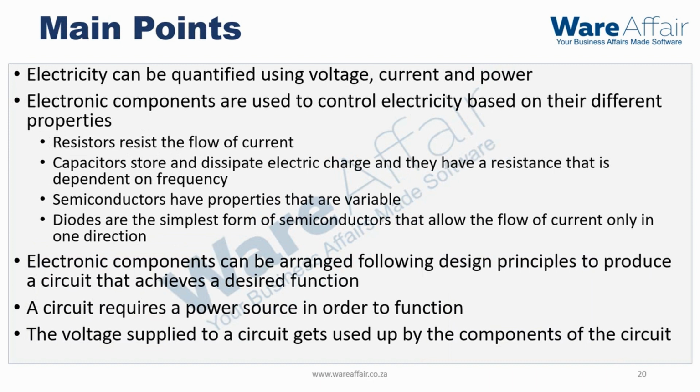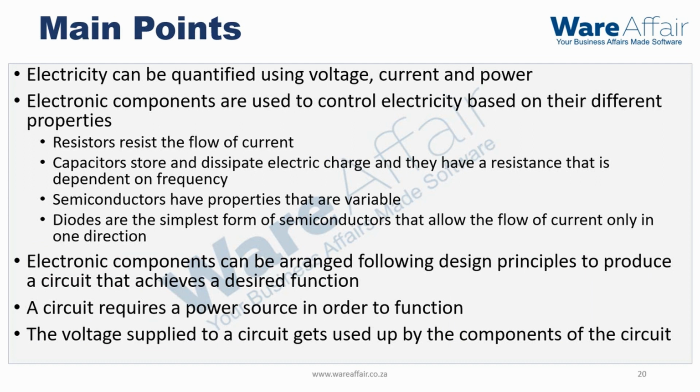Let's look at some main points to summarize. Electricity can be quantified using voltage, current, and power. Electronic components are used to control electricity based on their different properties. Resistors resist the flow of current. Capacitors store and dissipate electric charge, and they have a resistance that is dependent on frequency.